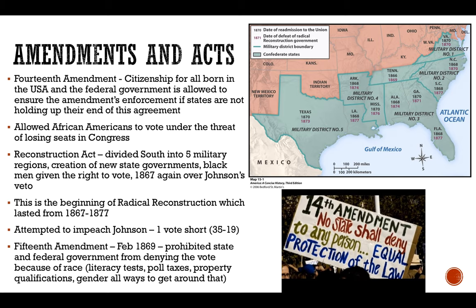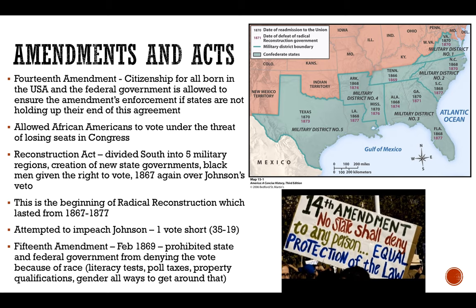The Reconstruction Act is another act that we should talk about at this point. And it's extremely important to think about that this divided the South into 5 military regions. So you can see the military regions in the upper right. And this created new state governments. Black men were given the right to vote. And it was again over Johnson's veto.